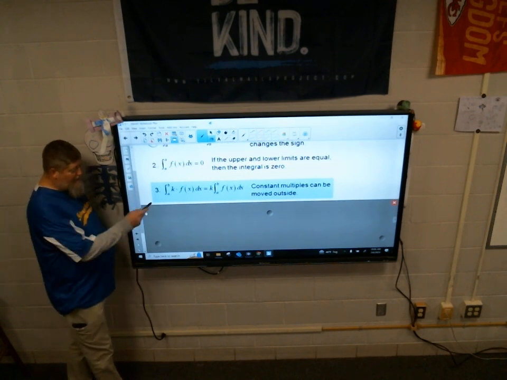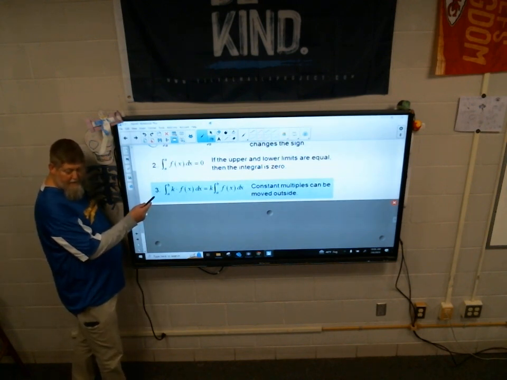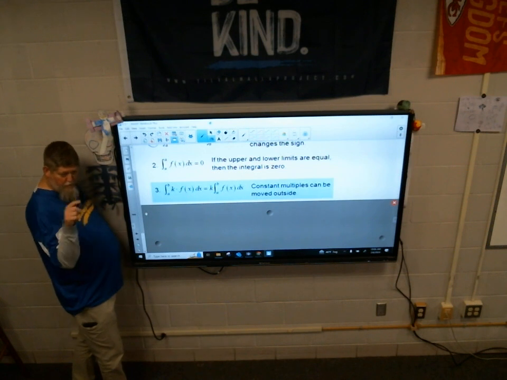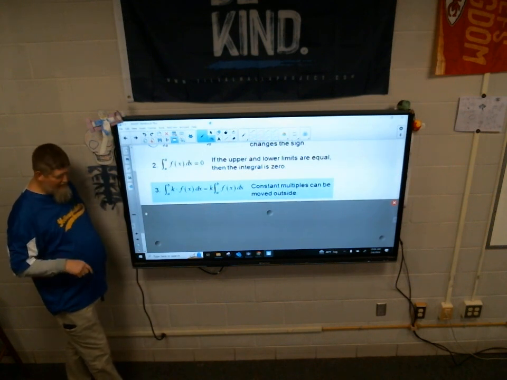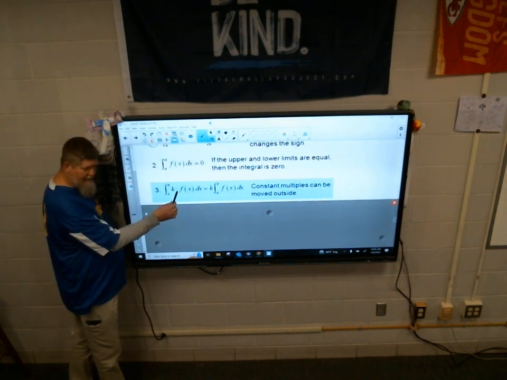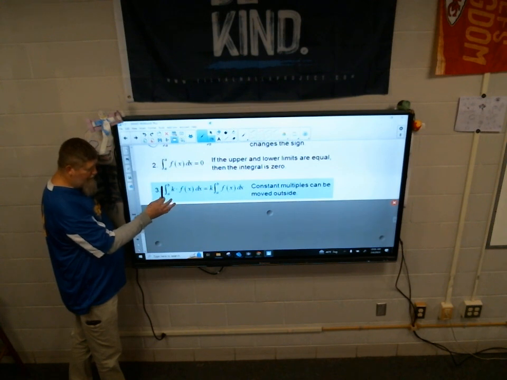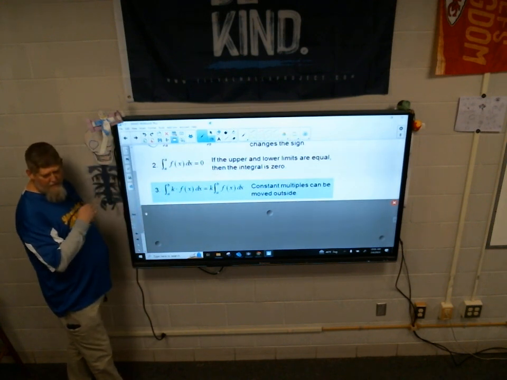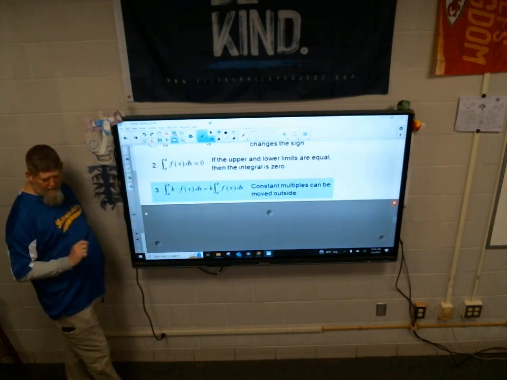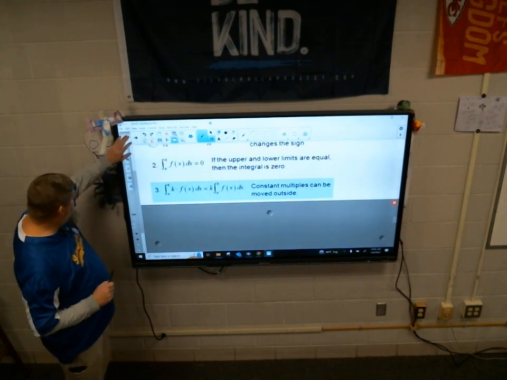We're going to use this a lot when we get to chapter 7 and we're doing solids of revolution. We're going to have pi inside this thing on every equation, so we'll be able to move pi to the front and just not deal with it until the end. That'll help us out a lot. Okay, we good? All right, here's our example.